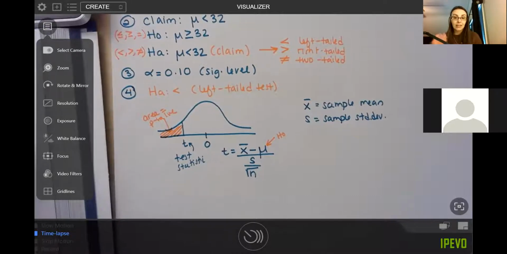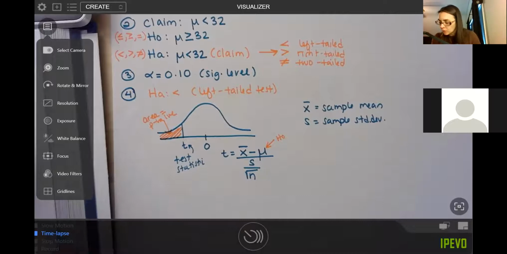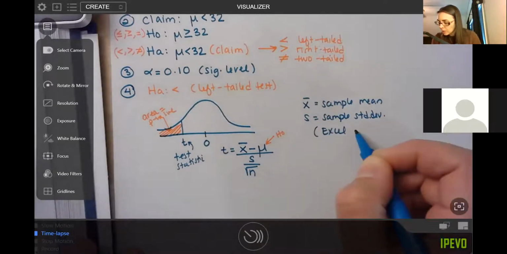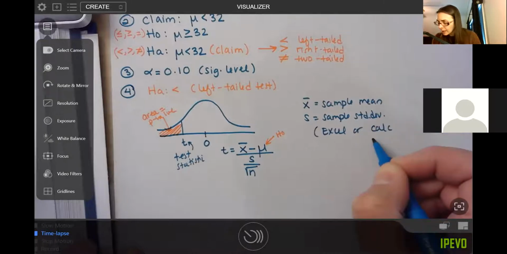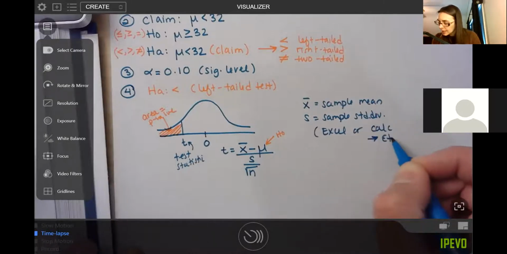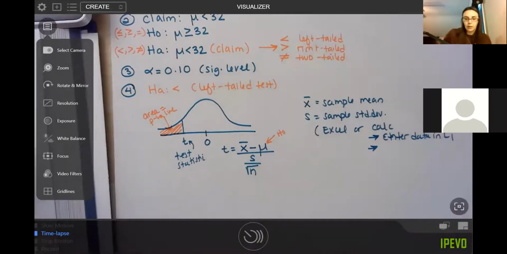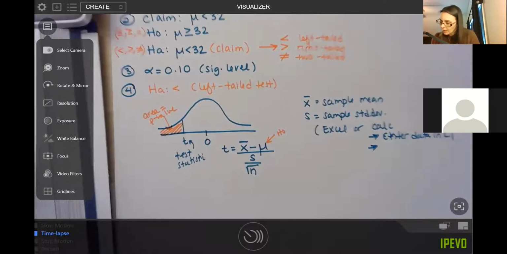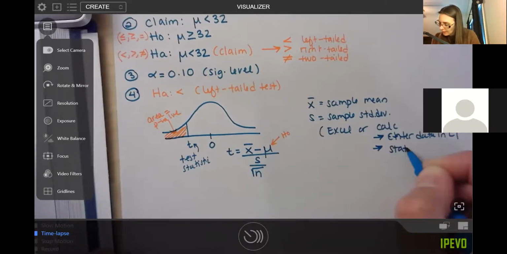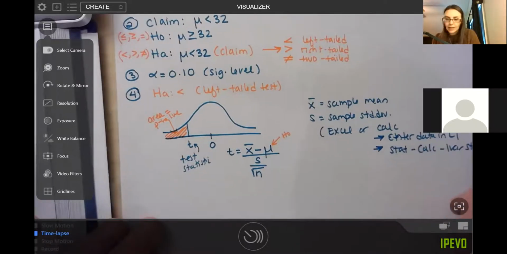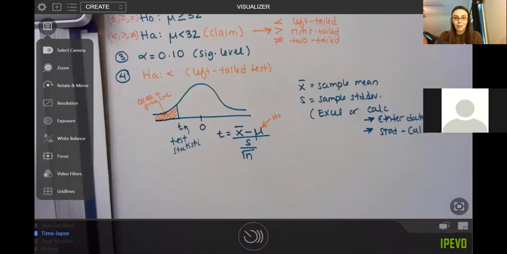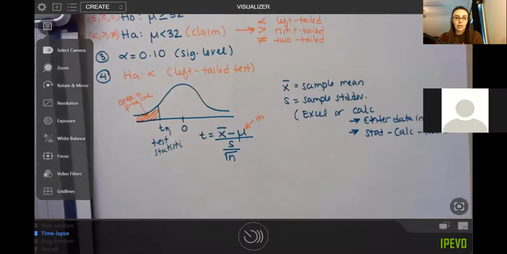You can either use Excel if you want. So you can choose what works for you. You can use Excel or you can use your calculator. And when we use our calculator, we're going to enter our data in L1. And then we're going to click stat, calc, and then one var stats, way back from what we did at the beginning of the semester in chapter 2. So we can find our sample mean, our standard deviation that way.